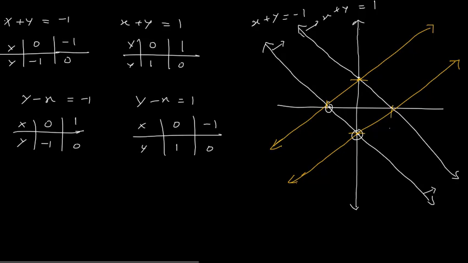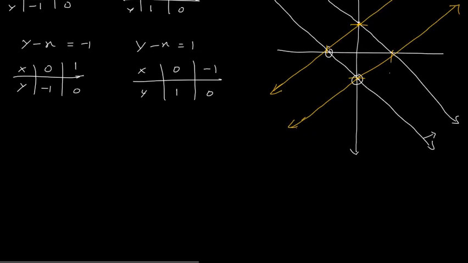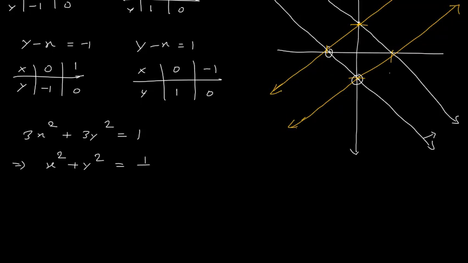Now the circle: we have to find the area bounded by these lines and the circle. What is the equation of the circle? The equation of the circle is 3x² + 3y² = 1. This gives x² + y² = 1/3. So x² + y² = r², and the value of r is 1/√3. If I take 1/√3 and draw a circle, that circle will be something like this.